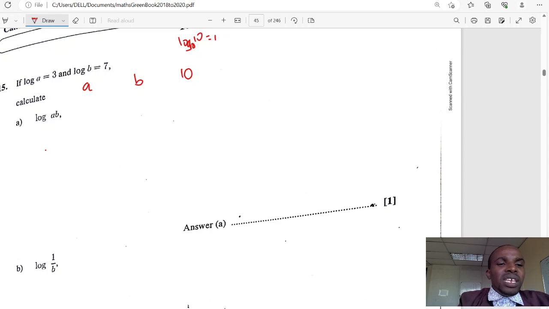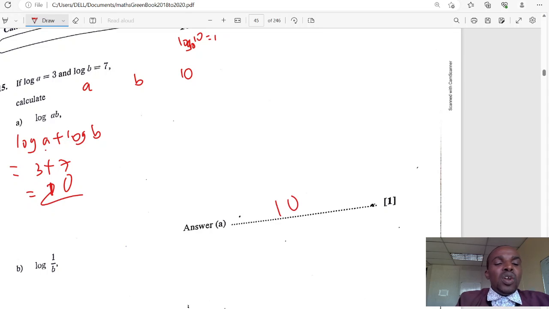So log AB, you expand. You apply laws of logarithms. Log AB is log A plus log B. That's the law on multiplication, you add. Log A is 3 plus log B is 7. You substitute. So it will be 10. That's the answer here.